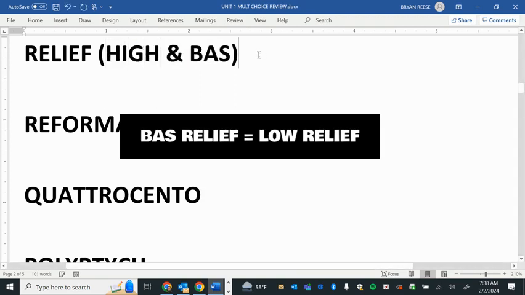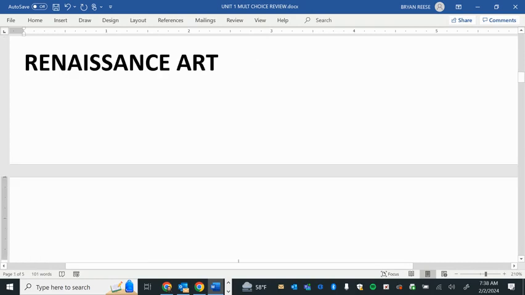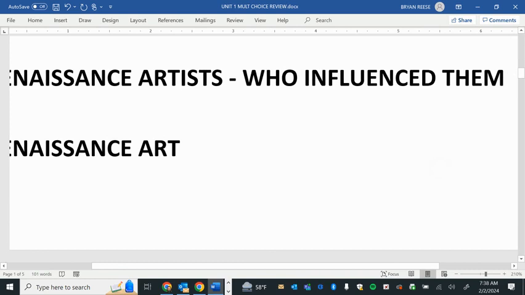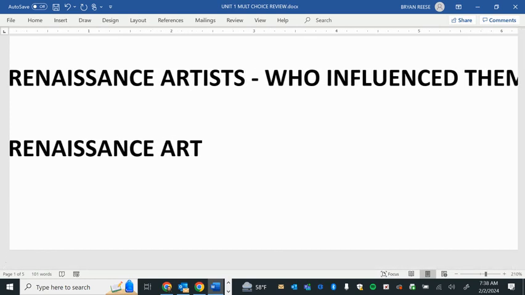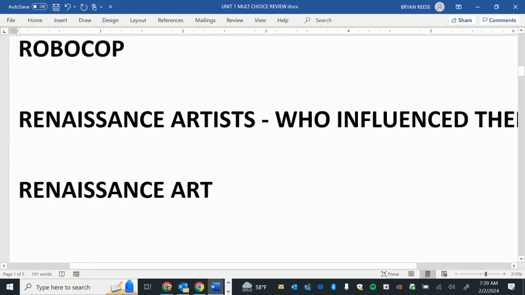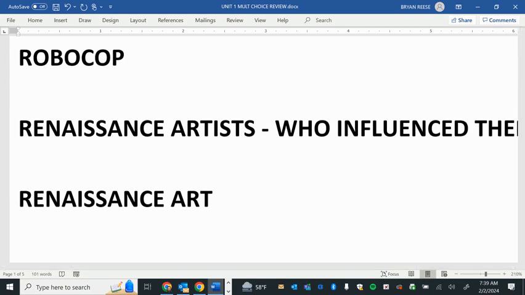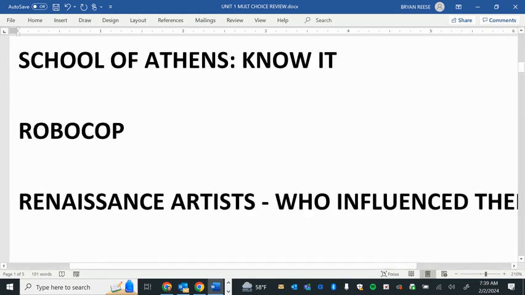High relief and bas relief. You should know the basic characteristics of Renaissance art. I want you to know who influenced the Renaissance artists, or what they were influenced by. There will be a RoboCop question. Know who RoboCop is? Or why is RoboCop important to art history, at least in this class?